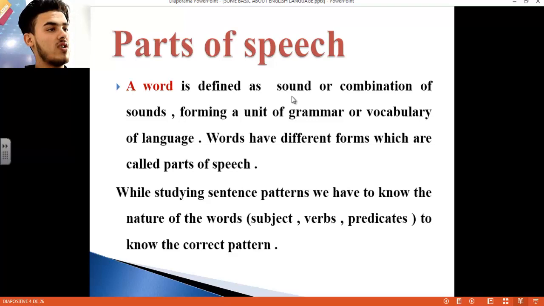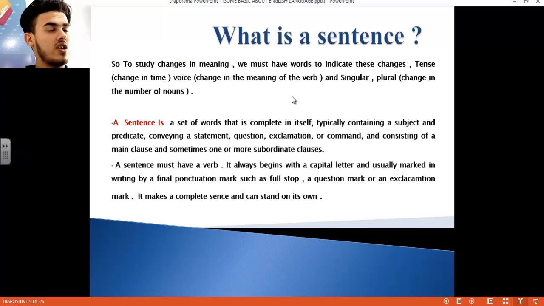Let's start with a word. What is a word? A word is defined as a sound or combination of sounds forming a unit of grammar or vocabulary of a language. Words have different forms which are called parts of speech. So, a word is the smallest unit in the sentence. While studying sentence patterns, we have to know the nature of the words, subject, verbs, predicate, to know the correct pattern. Of course, we have to know the nature of the word in the sentence to select the pattern of our sentence. Let's first start and define what is a sentence.